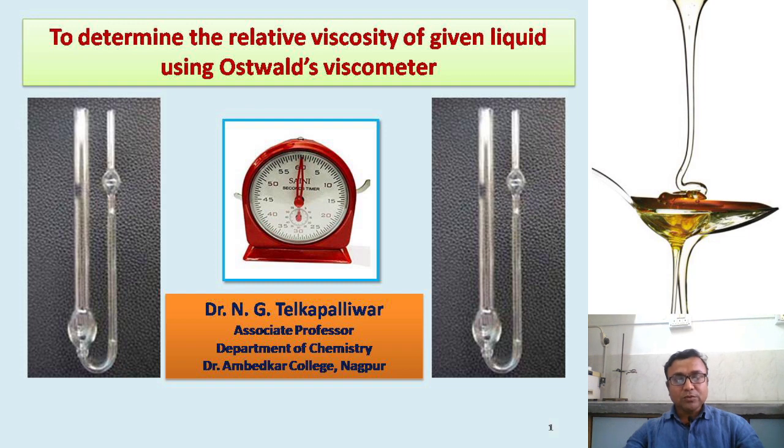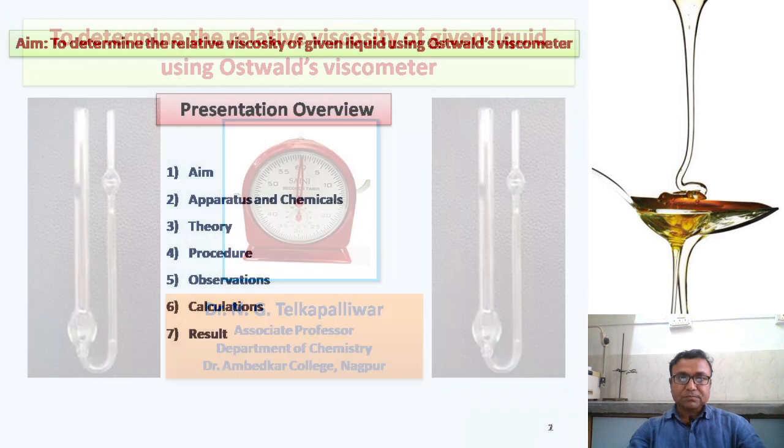Today we are going to discuss one of the experiments of physical chemistry mentioned in the RTMNU Nagpur University syllabus, that is, to determine the relative viscosity of a given liquid by using the Ostwald viscometer. Means, how to determine the viscosity of any unknown liquid by using this Ostwald viscometer method.